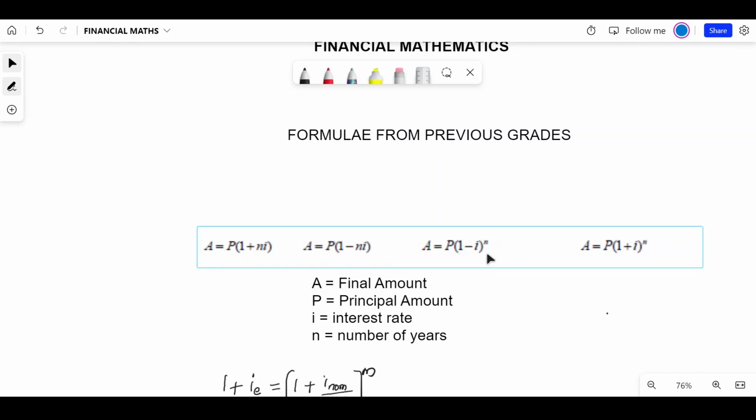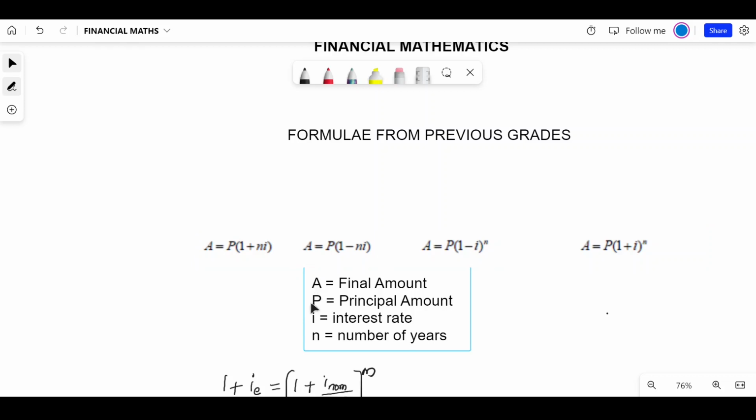In all these formulae, you are using the same letters, the same variables. So in all the 4 formulae, A represents the final amount, P represents the principal or the present amount, i is the interest rate, and n is the number of years. Then why these different formulae?